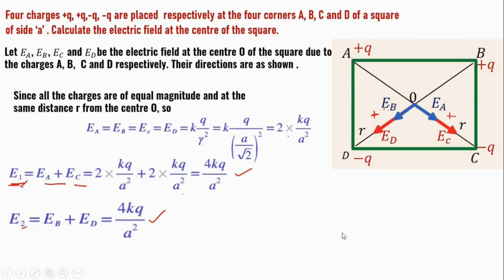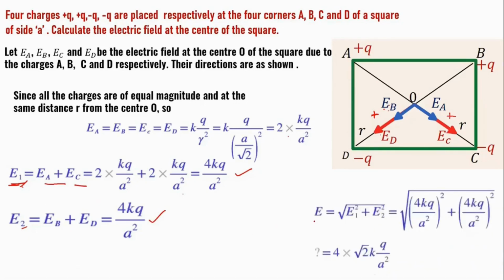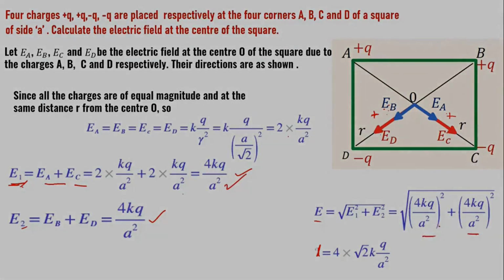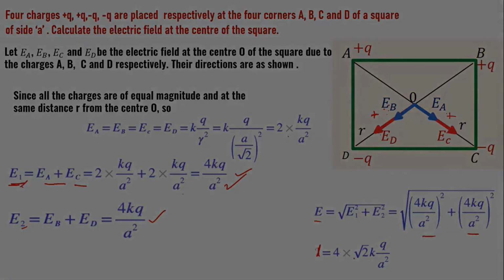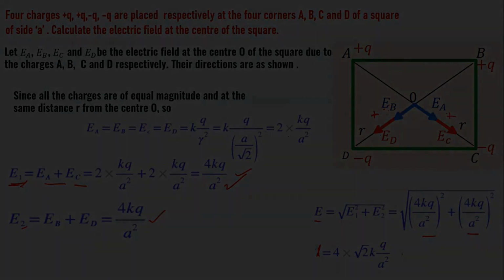Next, we want the net electric field. So, the net electric field will be equal to the square root of E1 square plus E2 square. So now the sum of this and this will give you the net electric field. Magnitude wise, we have to add up this value and this value. Ultimately, on solving this square root, we will get 4 root 2 KQ by A square.